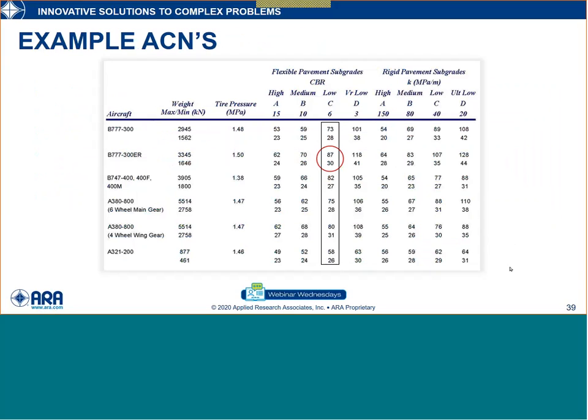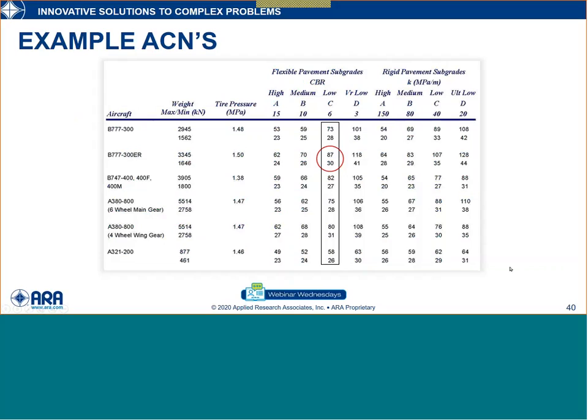What that means is, correspondingly, there is not a single ACN number for an aircraft. Each aircraft has 8 ACN numbers, 4 for flexible, 4 for rigid, and then broken out by each subgrade strength category: high, medium, low, and very low. So when you are comparing your ACN to your PCN, you need to pay attention to those codes, make sure you're selecting your ACN code that corresponds to the correct pavement type and subgrade strength from that PCN.